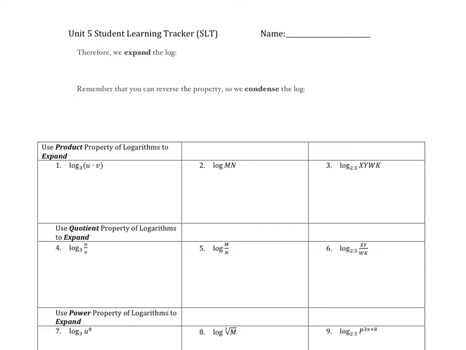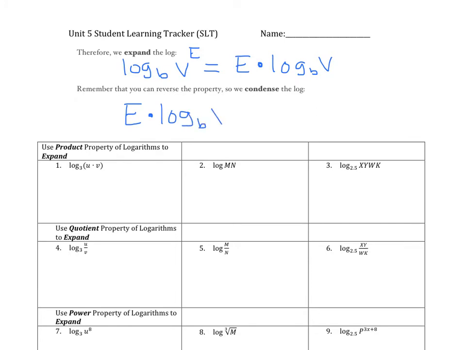Therefore, we expand the log, so we have a log base b of v raised to the e power. That would mean that we would have e times the log base b of v, because remember, log base b of v is an exponent, and if it's raised to an exponent, we multiply them together. So we can also say that if we have an exponent times the log base b of v, that condensed would be log base b of v, and then the e would be our exponent.